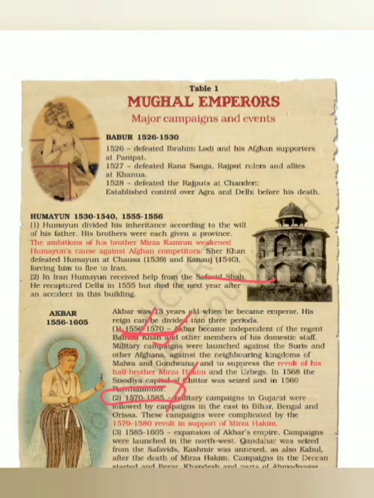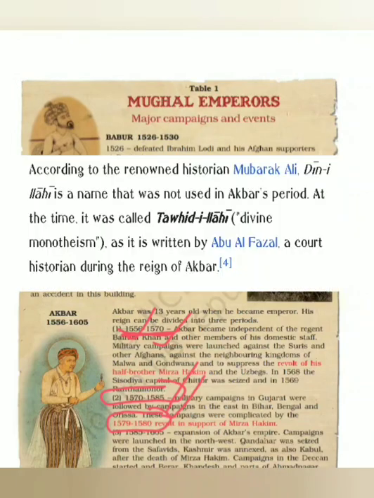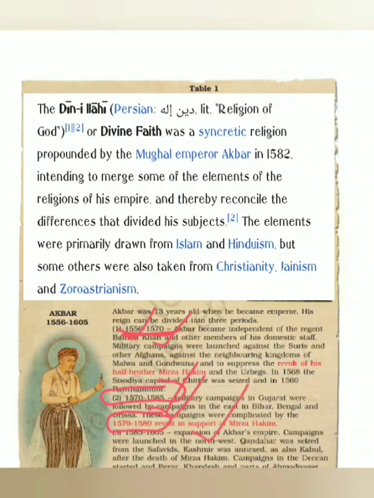So in 1578 he converts the Ibadat Khana into the parliament of religion. Then in 1582, in his reign, he sets up Din-e-Ilahi, which is also known as Sulh-e-Kul, meaning universal harmony, and also known as Tawhid-e-Ilahi. So Din-e-Ilahi was made by Akbar, which is one of the biggest reforms that he's done.